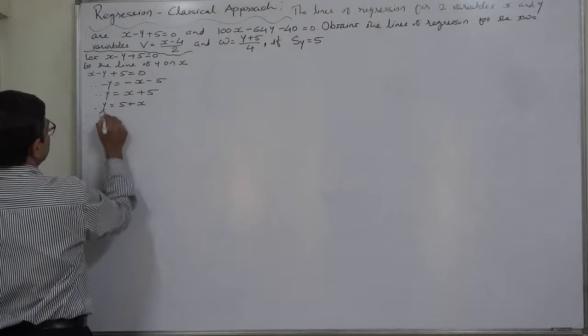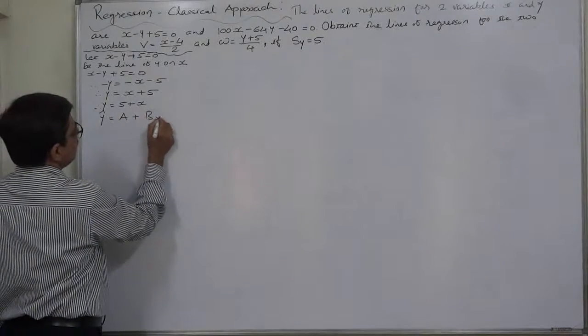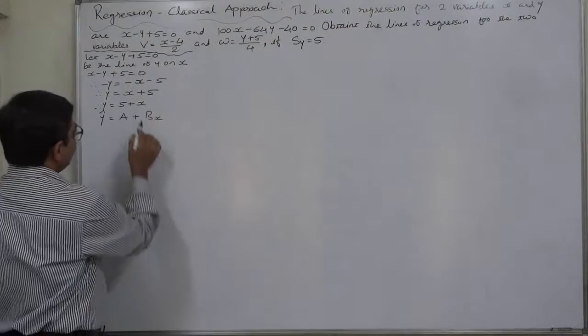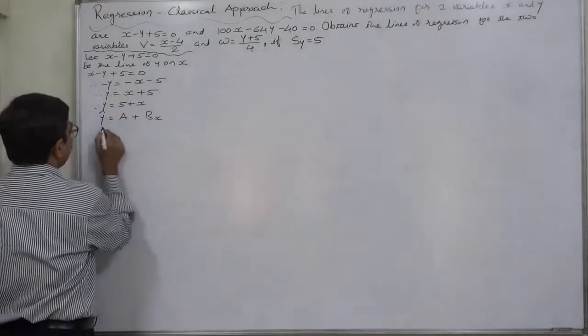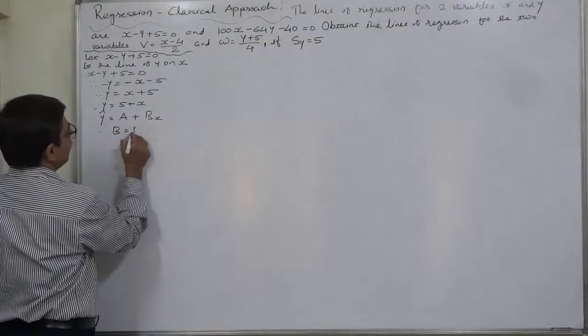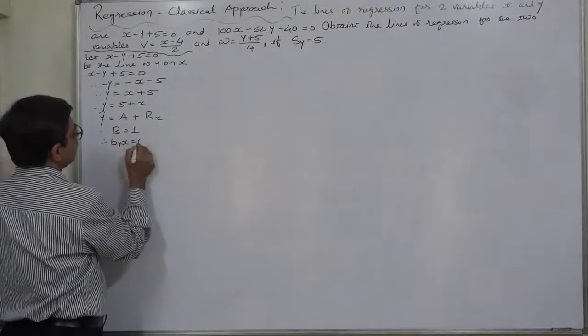Let's compare it with the standard equation a plus bx. Now, nothing as cofactor of x, so it is 1. Therefore, the value of b is 1, and in this equation b stands for byx. So byx is 1.